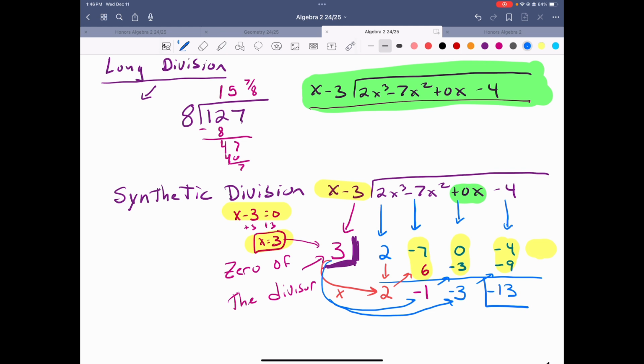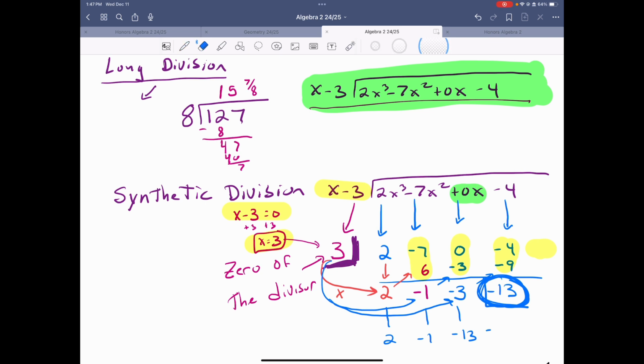So this last part right here is what we call the remainder of our division problem. So like our remainder was 7 up there, that's the remainder of that. Okay. So we're done with the division part of it, but now we have to put it back into the form of a polynomial. And the way we do that is we're just going to take all of these numbers and bring them back down.